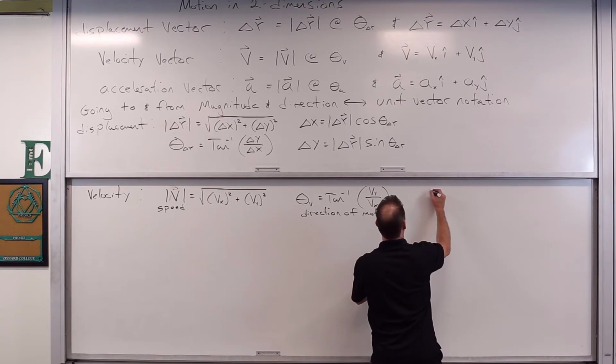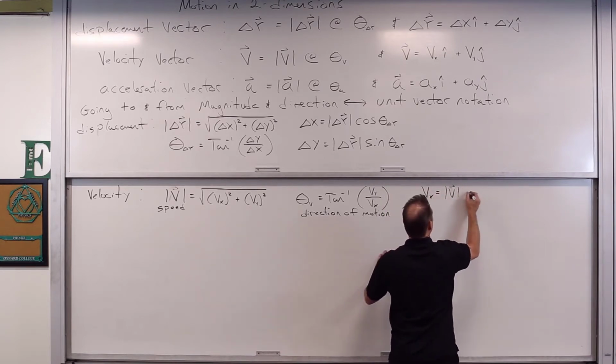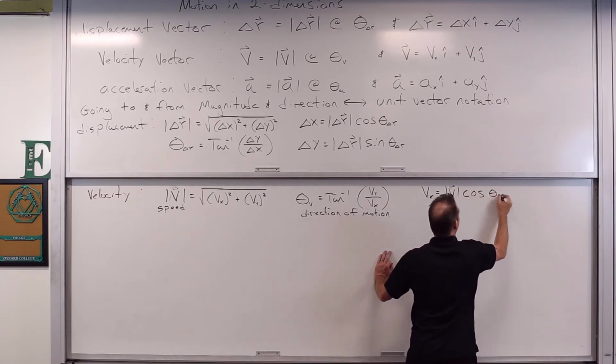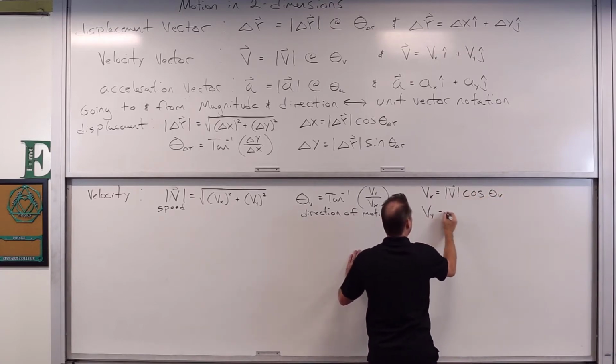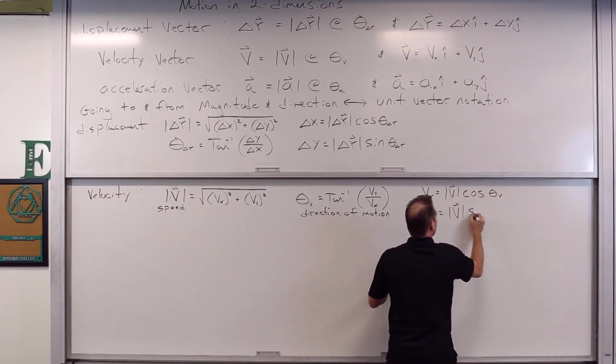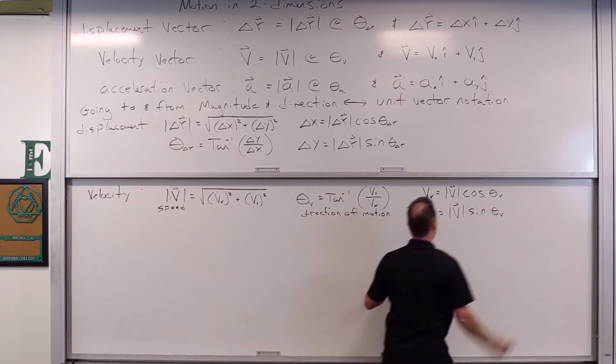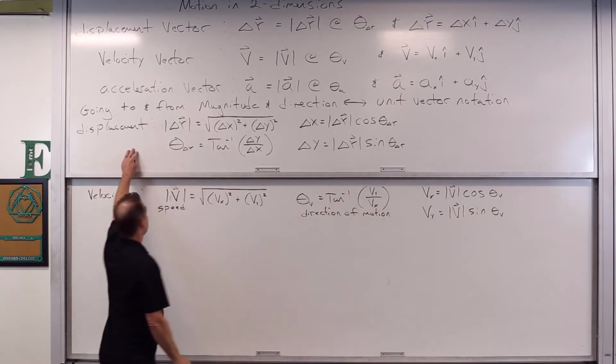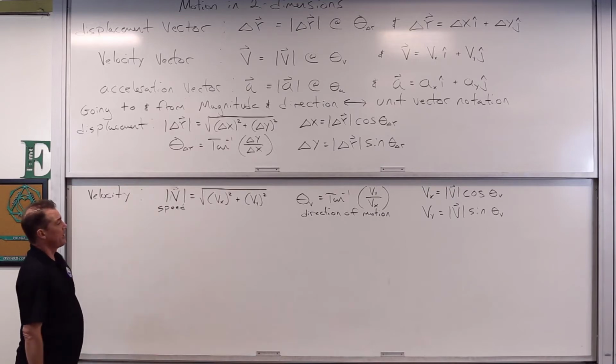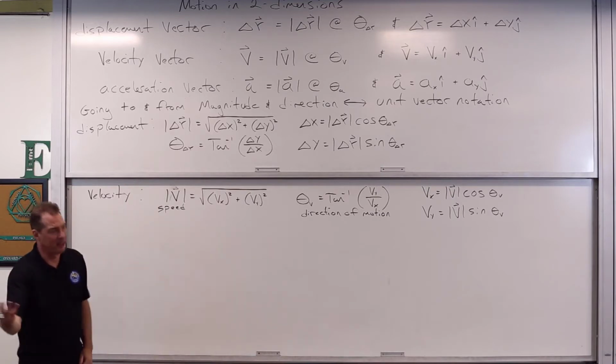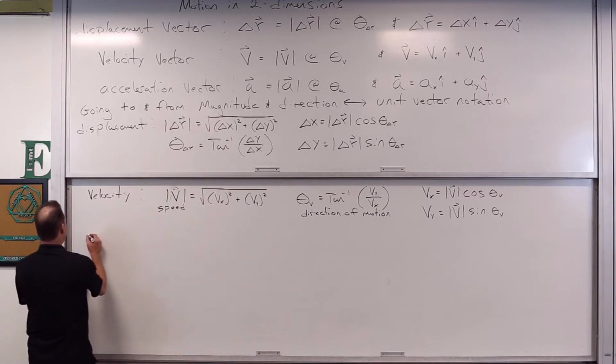And then, of course, we've got the components. V sub x is the magnitude of v times the cosine of theta sub v. And v sub y is the magnitude of v times the sine of theta sub v. All right, so we've got it for displacement, got it for the velocity. What's left? Acceleration. Let's just go ahead and put that down here too.